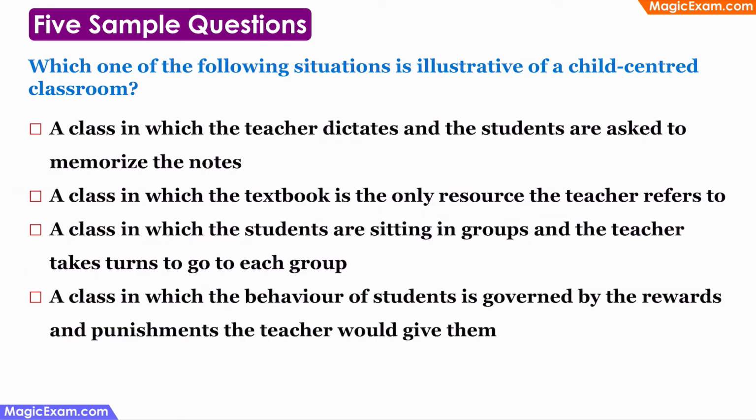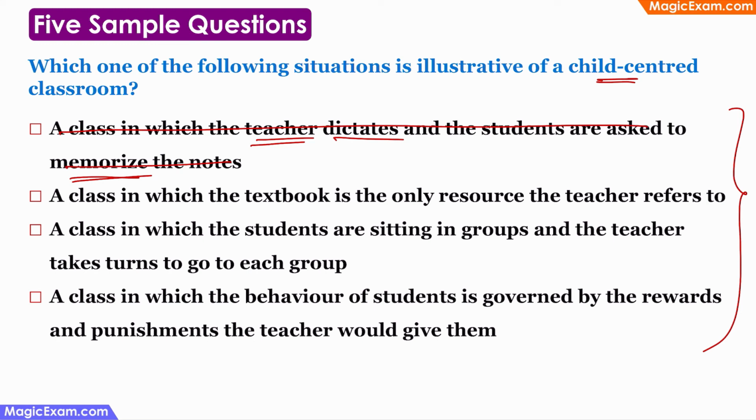Which of the following situations is illustrative of a child-centered classroom? Which means, which of these options is an indicator of a child-centric classroom? A class in which the teacher dictates and the students are asked to memorize the notes. So this is a teacher-centric classroom. And here there is rote learning that is happening because students are just memorizing something. So this cannot be a child-centric classroom.